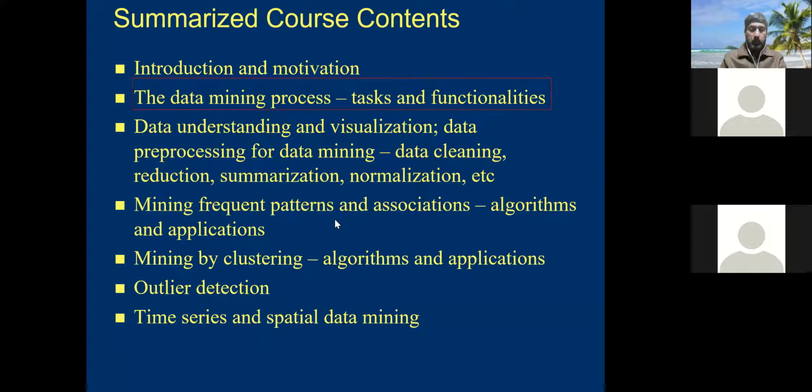All right, so this is the course content, big picture. Broadly, we'll be starting with the introduction today, introduction and motivation and the data mining process. We'll then discuss data preprocessing and the various steps that are involved in data preprocessing. This includes data exploration and visualization.